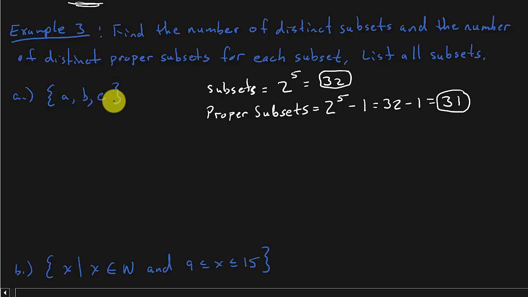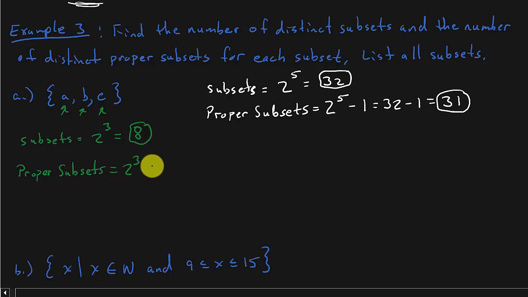Okay? So we know that the number of subsets, let's do this in green, is what? 2 to the third, which is 8, right? 2 raised to the, and we've got 1, 2, 3 elements. And we've got proper subsets, which is 2 to the third minus 1, so that's 8 minus 1, which equals 7.